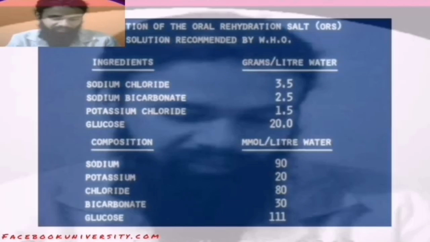So the composition, the ingredients of the solution recommended by the World Health Organization. These are the composition of the oral rehydration salt. Ingredients: sodium chloride 3.5 grams per liter of water, sodium bicarbonate 2.5 grams per liter of water, potassium chloride (KCl) 1.5 grams per liter, glucose 20 grams per liter.